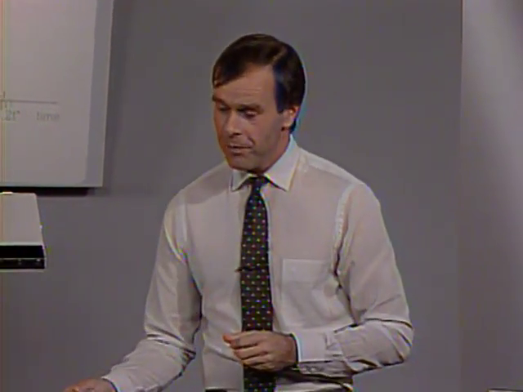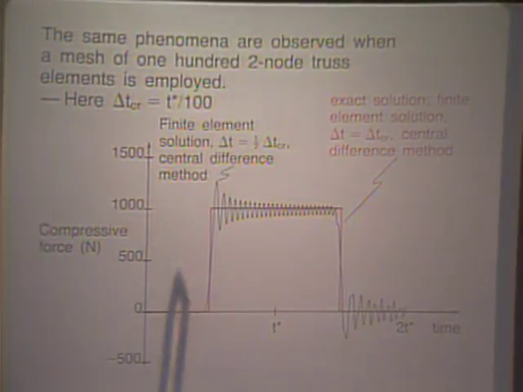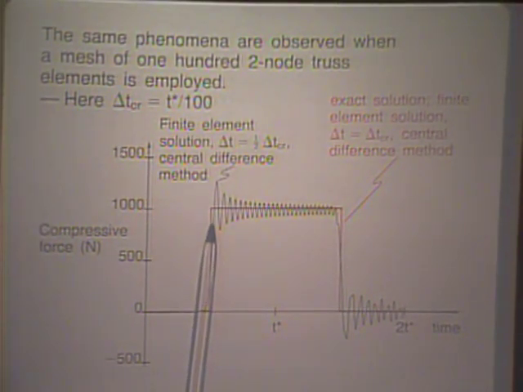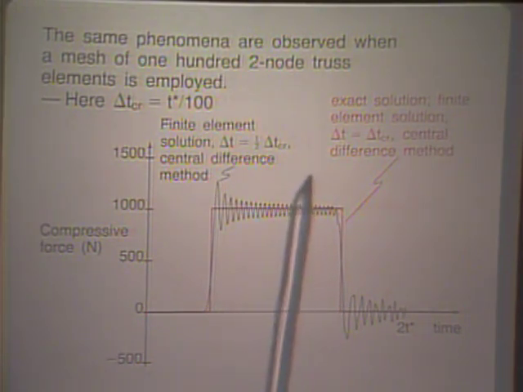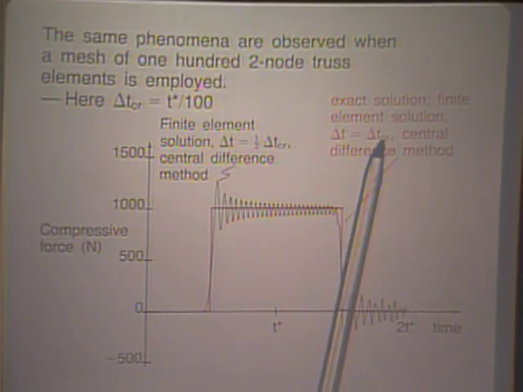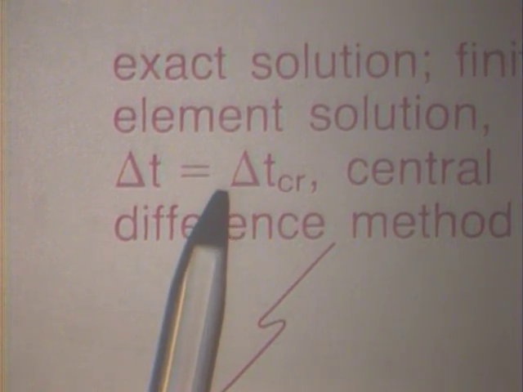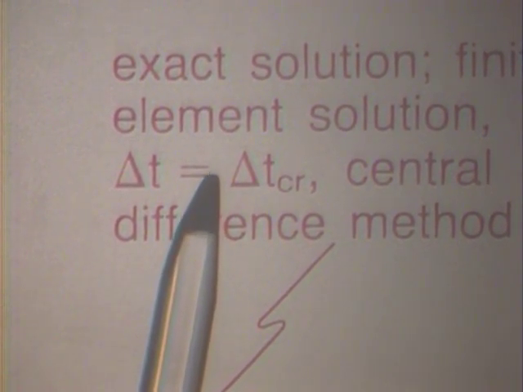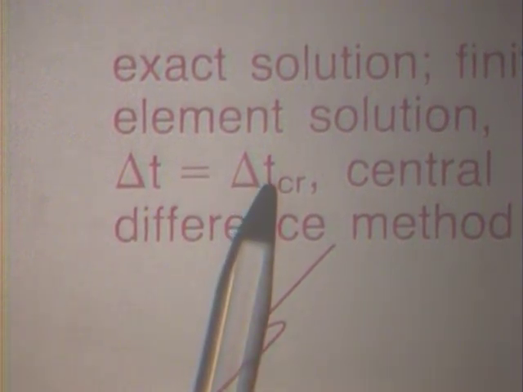And here we now look at the solution obtained with the central difference method when we use 100 elements to model the total bar. Here the exact solution in red, and that exact solution is reached if you integrate the equilibrium equations with this time step. We discussed that earlier. That exact solution is always obtained for any number of elements that you use to discretize the structure, provided you use delta t equals delta t critical.